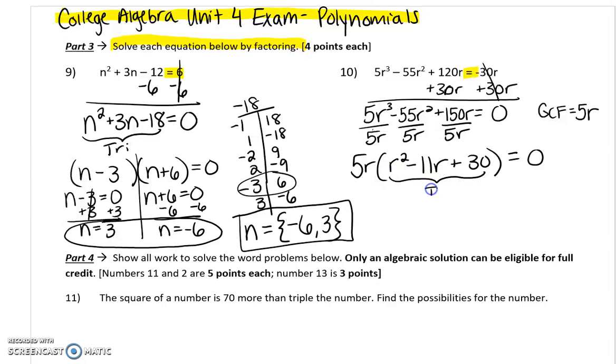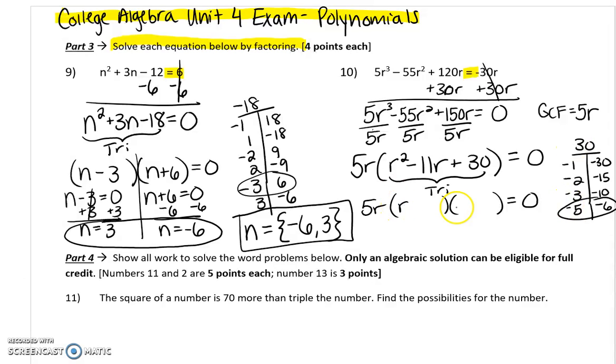Now, this is a trinomial that can be factored more. We're going to look for two factors of positive 30 that add to negative 11. So we know that these both have to be negative. Negative 1 and negative 30 doesn't work. Negative 2 and negative 15, no. Negative 3 and negative 10, no. Negative 5 and negative 6, yes. Those add to our negative 11. So we're going to keep our 5r GCF out front, keep our equals 0. This trinomial is now getting factored into r and r, minus 5 and minus 6.